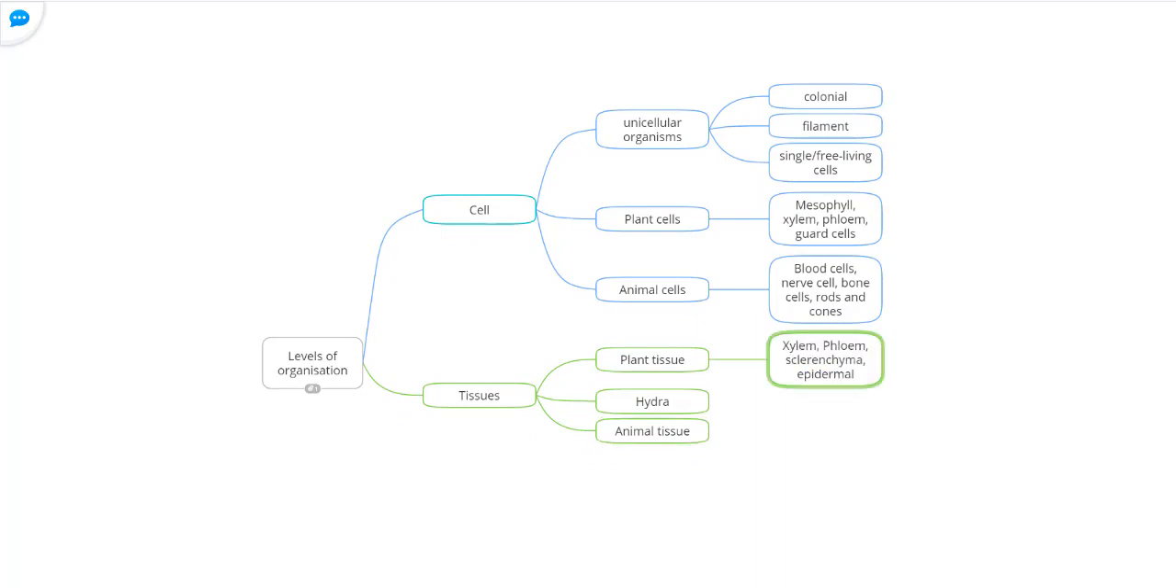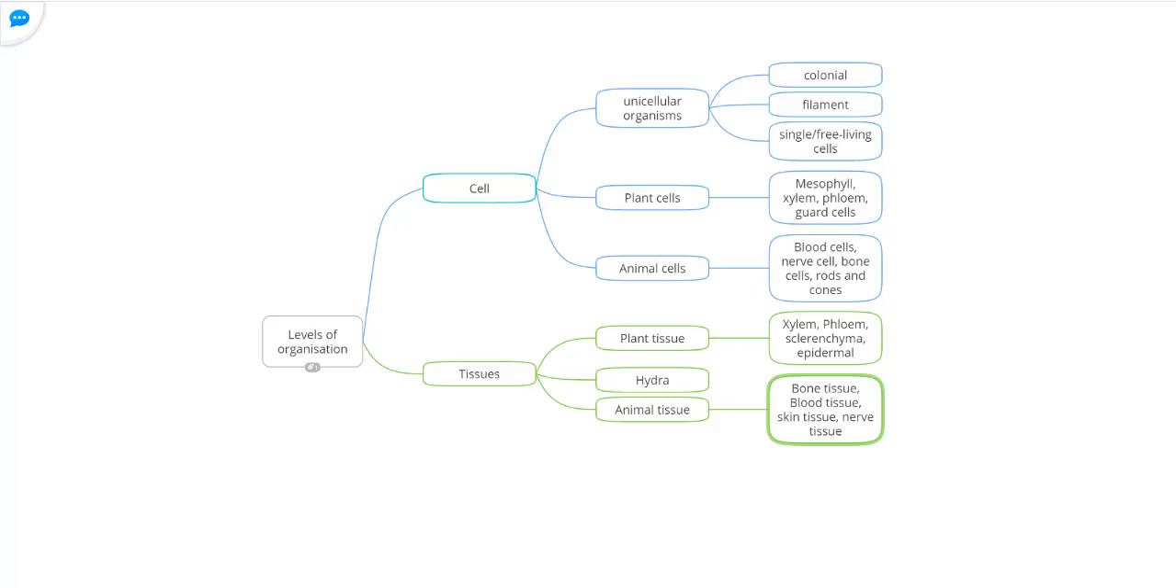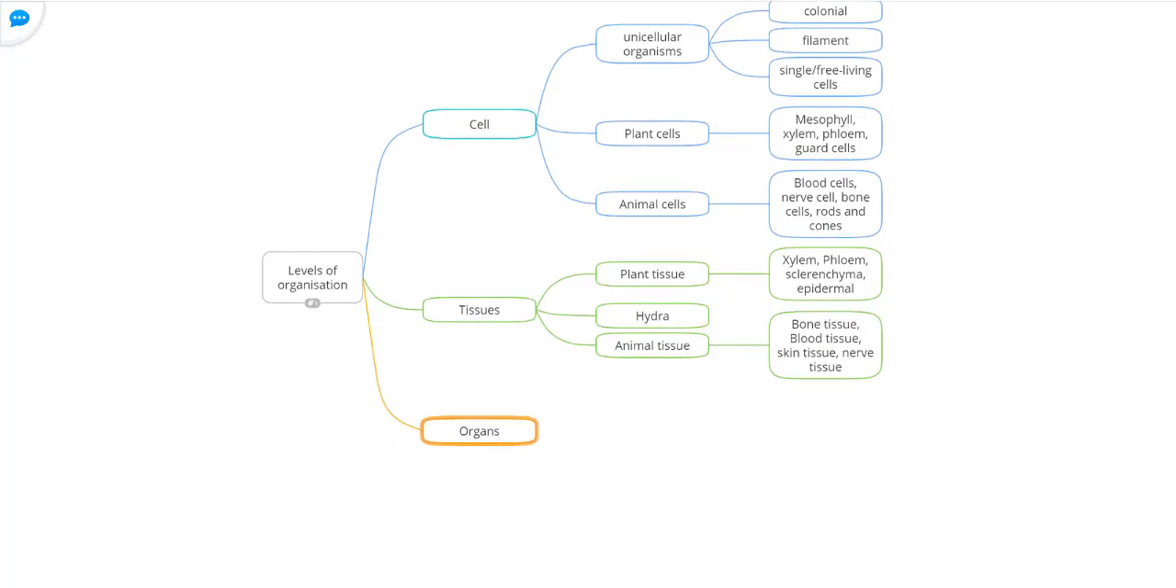Examples of plant tissues include the xylem, the phloem, the sclerenchyma, and the epidermal tissues. For animal tissues, we have the bone tissue, the blood tissue, the skin tissue, the nerve tissue. When tissues are grouped together to perform a common function, we refer to that as an organ.